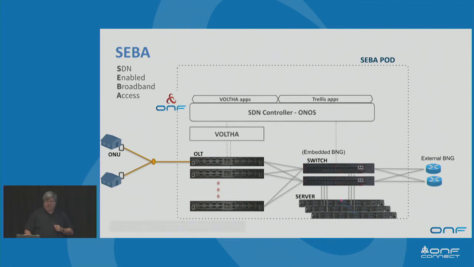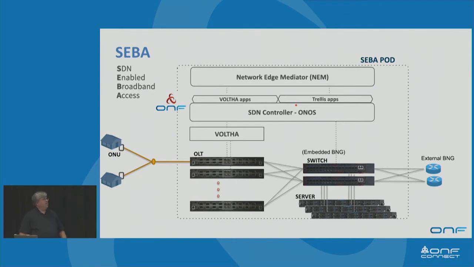Now, how these things are connected to the software components. You can see VOLTHA is managing these OLTs. ONOS is managing VOLTHA. ONOS is also managing the switches. And on top of ONOS, we're running various apps. At the very top of this, we have something called the Network Edge Mediator. The Network Edge Mediator is there to provide a unified abstraction of this pod to the various operators, so that the operators don't have to deal with all of these components individually. It's sort of the fill the gap component.